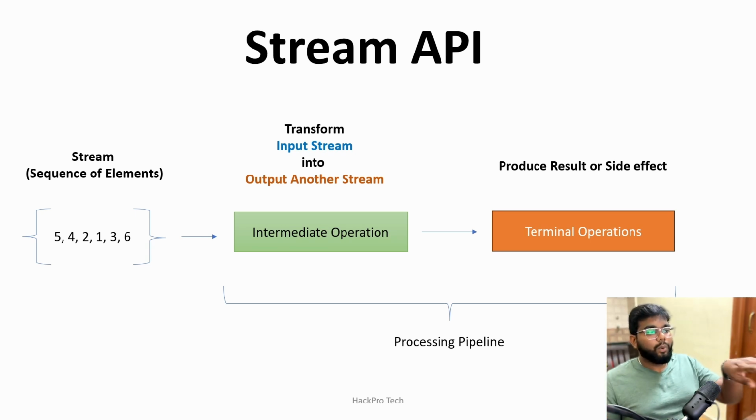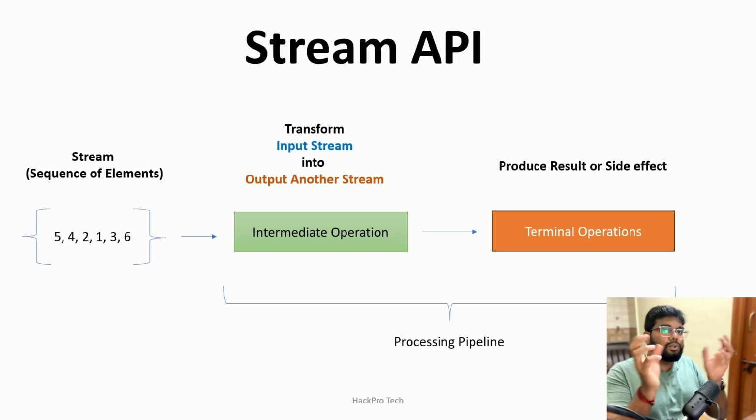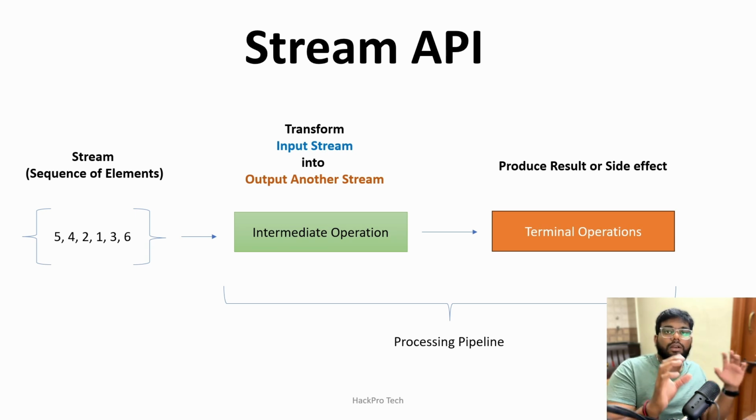If you ask me why the intermediate and terminal operations are split, what is the use of splitting these two things? See, a stream is completely lazy. If you write some code, unless you use a terminal operation, the stream is not going to execute at all. If you run the code, this particular operation will get completely skipped.